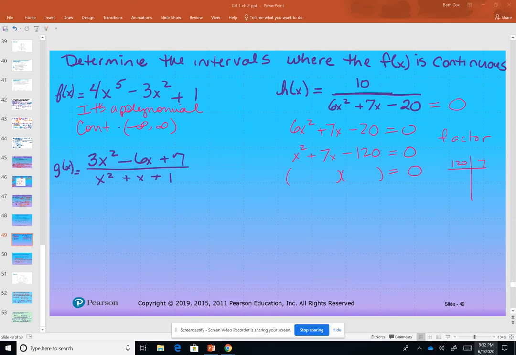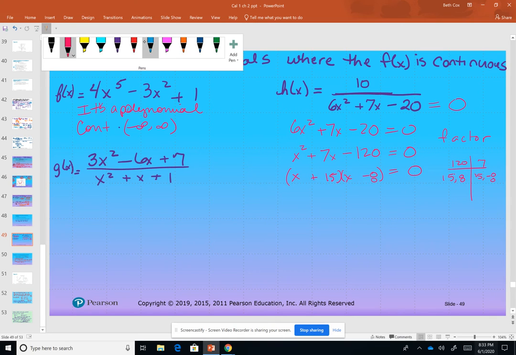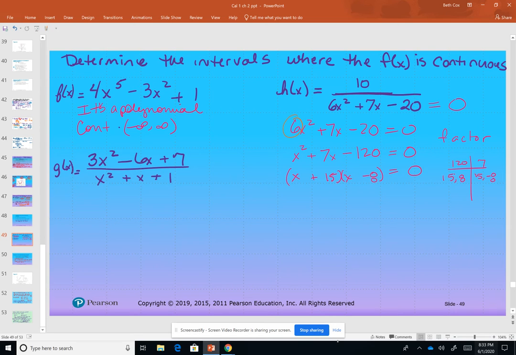15 and 8, and it's got to be a negative 8, so it's 15 and negative 8. So I put my x here, my 15 here, and my negative 8 here, but these are not my factors. And this is where a couple of y'all are struggling, because we changed the problem. By moving that 6, we multiplied by 6, we need to come in here and divide by 6.